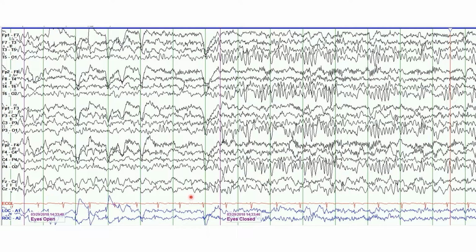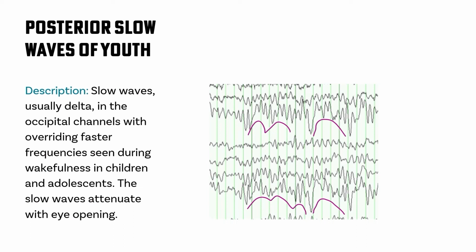So that's probably the most important characteristic that we can recognize here, that this attenuates with opening, just like the posterior dominant rhythm. Any idea what this is? Posterior slow waves of youth. Posterior slow waves of youth are going to be maximum in the age range of 8 to 14 years. You'll have usually delta, sometimes theta, but usually delta in the occipital channels with an overriding faster frequency. That's an important characteristic to remember because abnormal posterior delta won't have the overriding faster frequency usually.